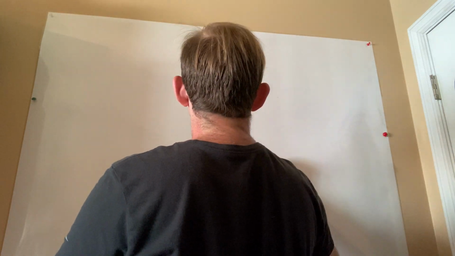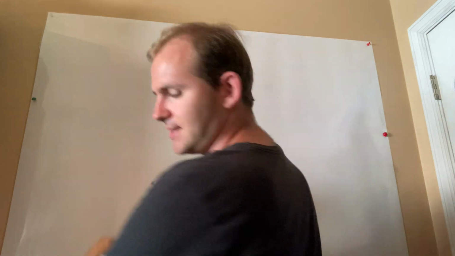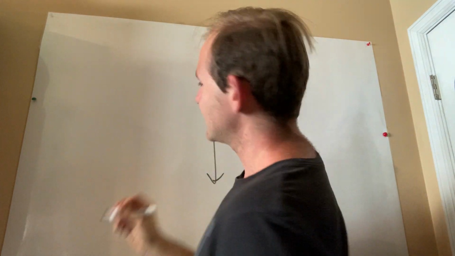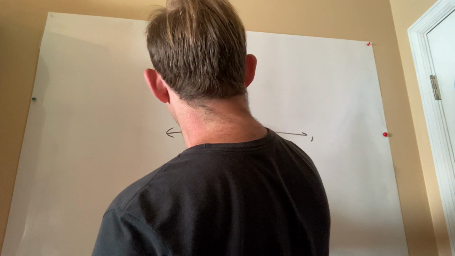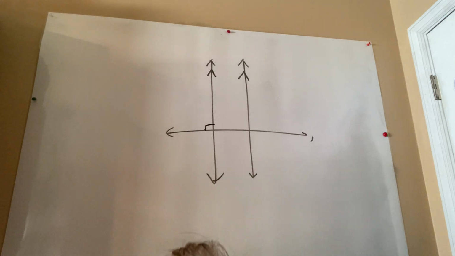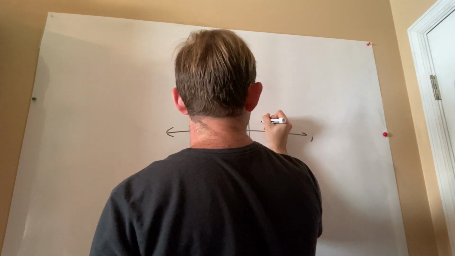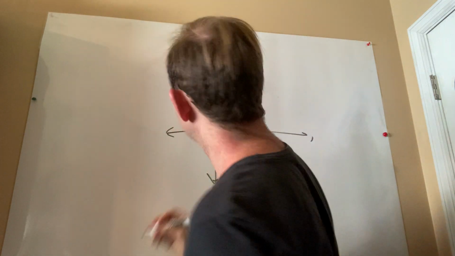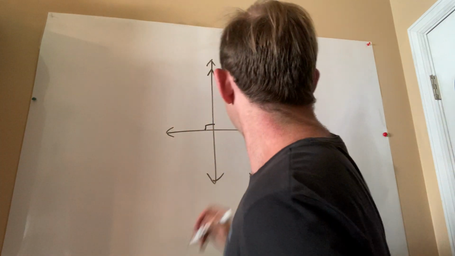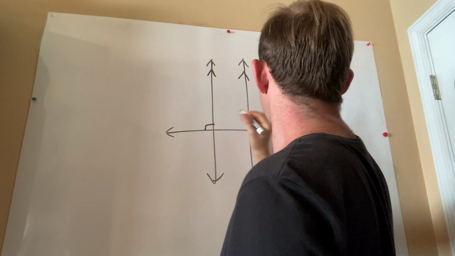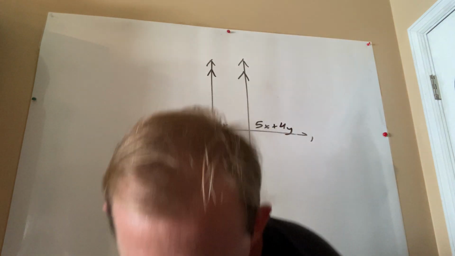Okay, so here's a parallel line. Here's another parallel line, I think. Yes, they gave me arrows. And I'm going to draw a transversal going this way, okay? Five x plus 4y. And they're going to say this is 6y.